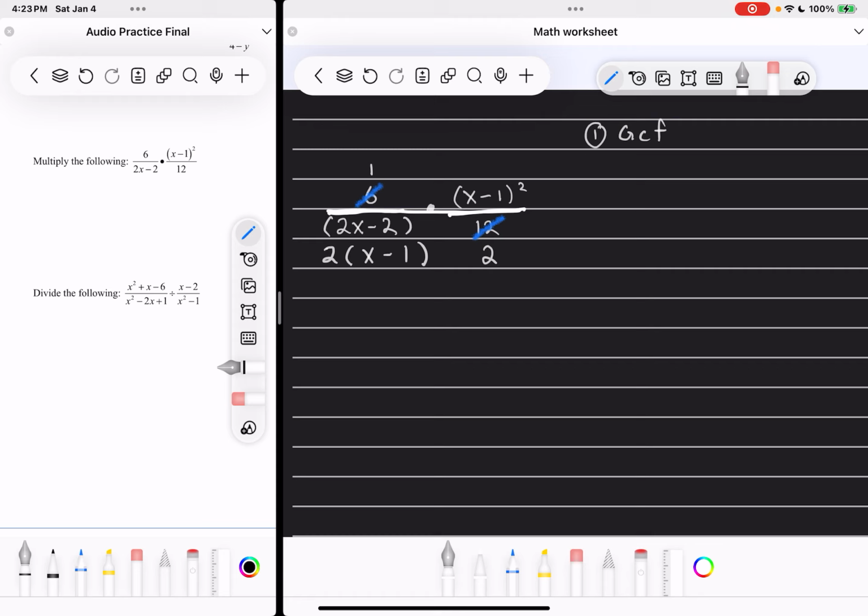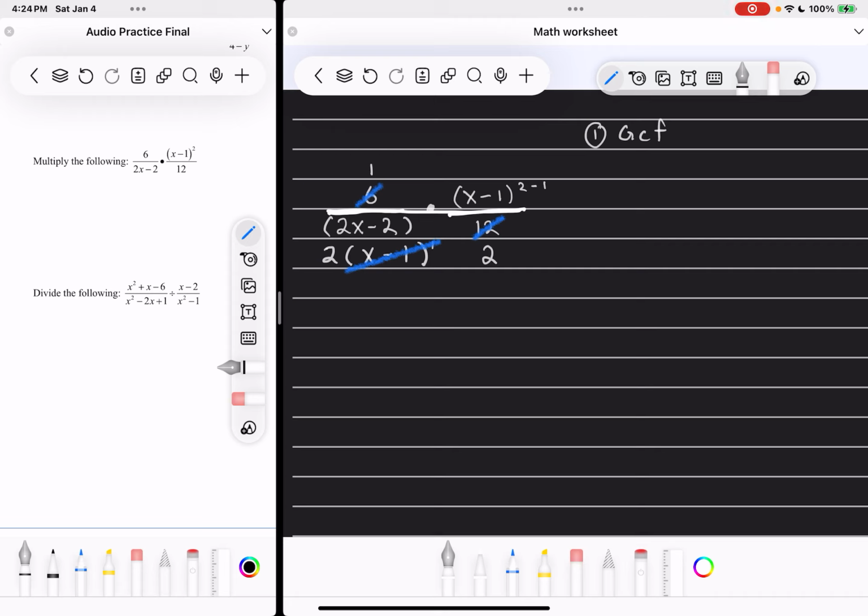If we notice that our numerator and denominator both have x minus 1, however, there are two x minus 1s on the top, and only 1 for the denominator. So in the same case of if we had variables in the numerator and the denominator, we can cancel the smallest one outright. And then what we do is we subtract that smallest one from the other one. So in this case, 2 minus 1.